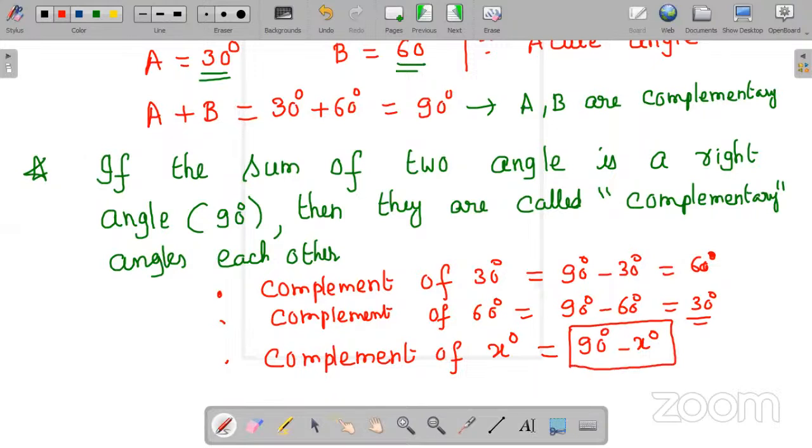That means you can find the complement of any angle. Can you tell me what is the complement of 45 degrees? Complement of 45 degrees is equal to how much? Wonderful, Nana. This is also 90 minus 45. 90 minus 45 is equal to 45. Wonderful.